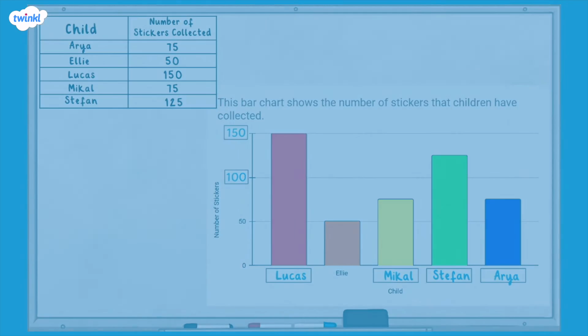I hope this video helped you understand how to solve problems using data in a bar chart.